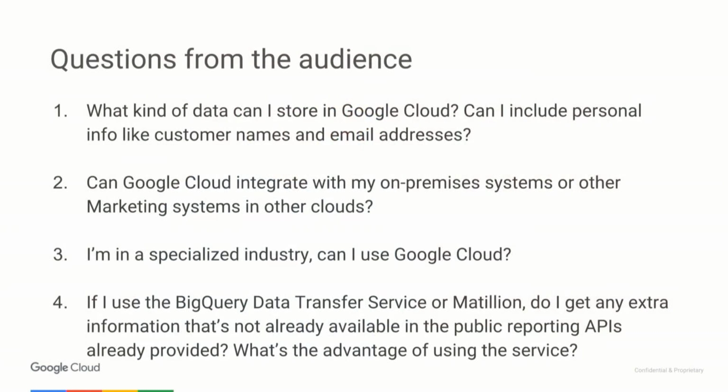The second question is, can Google Cloud integrate with my on-premise systems or other marketing systems in other clouds? The answer is yes, Google Cloud can integrate. So you absolutely can write your own code to integrate with your on-prem systems, any other systems that you have in the cloud. Like I mentioned, we have our Google Cloud service, which you can use to help upload data in between. And you can also use partners who can help to integrate data and help that data move on-prem to the cloud.